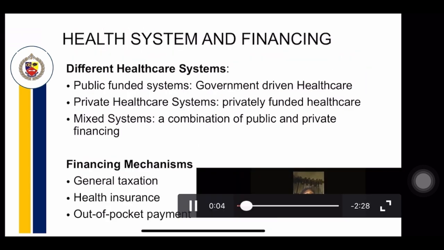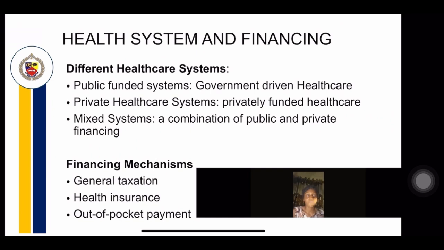And financing. We have different healthcare systems, which include the public funded system, the private healthcare system, and the mixed system. The public healthcare system entails whereby the government finances healthcare through taxation. Examples are the NHS, National Health Service in the UK, and also Medicare in Australia. The private healthcare system, that is privately funded healthcare, whereby healthcare is funded by private entities, e.g. an individual or private insurance company. Patients often pay out of pocket or through private insurance plans, and this kind of system is prominent in the US.